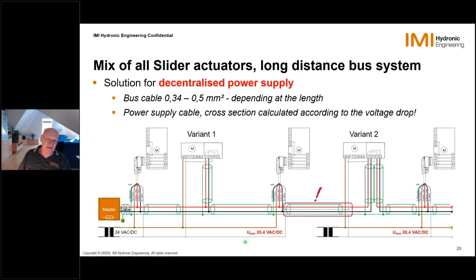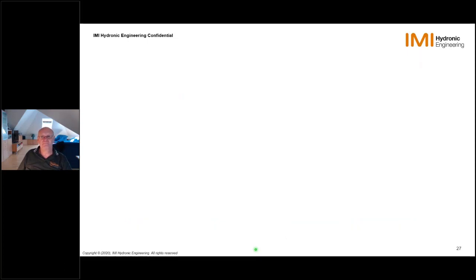And of course, also there it is valid that we are not allowed to fall below the 20.4 volt at the end of the line. But this is not a typical thing for bus systems. This is also valid in standard systems when longer distances have to be overcome.